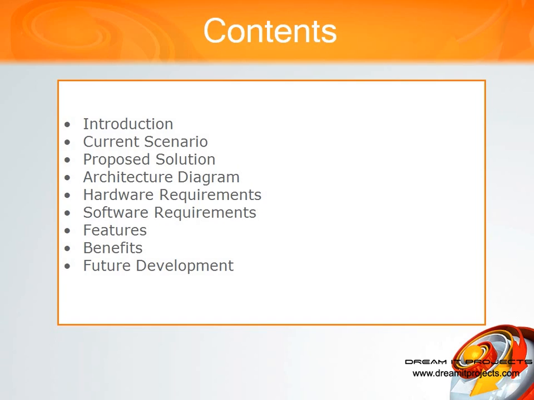Okay, so let's see what the agenda is for today. We will be dealing with the introduction of the project, the current scenario, that is, the problems that we are facing currently, and the proposed solution, the solution we are proposing to overcome the current scenario. And then we will see the architecture diagram, the hardware requirements and the software requirements for the project. What features does this project provide, and from the features what benefits the user will get, and what the future development of this project is.